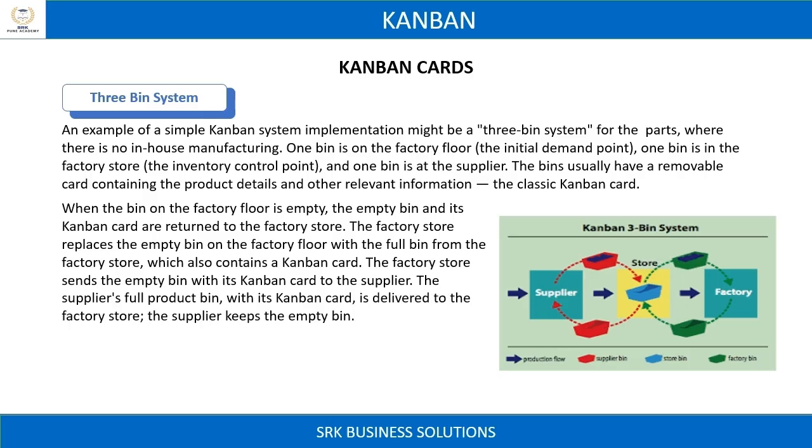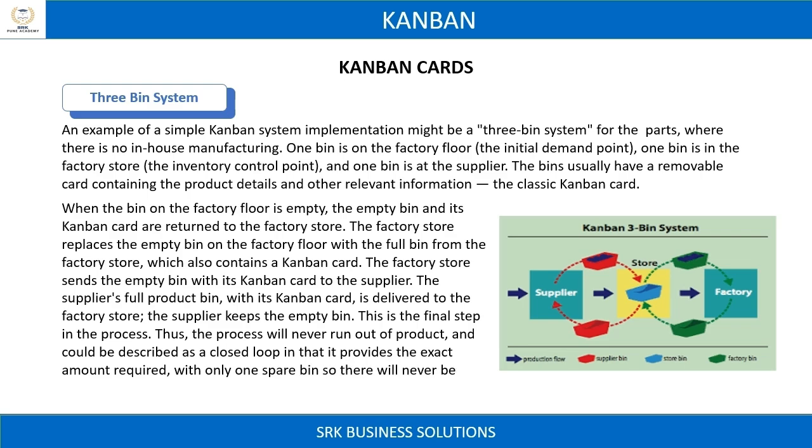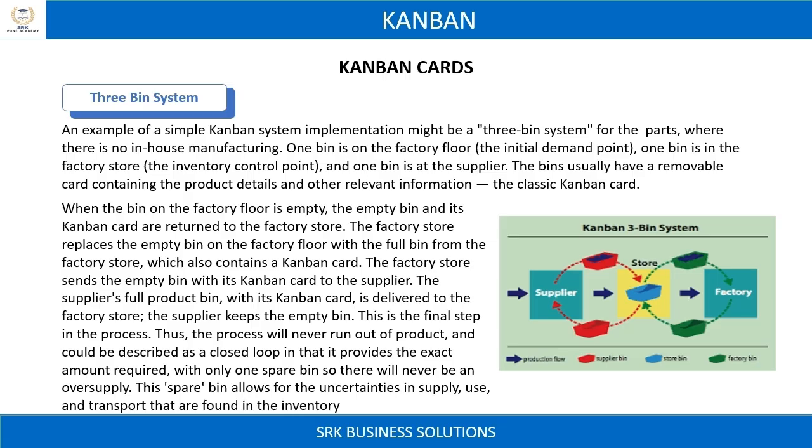The supplier's full product bin with its Kanban card is delivered to the factory store. The supplier keeps the empty bin. This is the final step in the process. Thus, the process will never run out of product and could be described as a closed loop in that it provides the exact amount required with only one spare bin, so there will never be an oversupply.